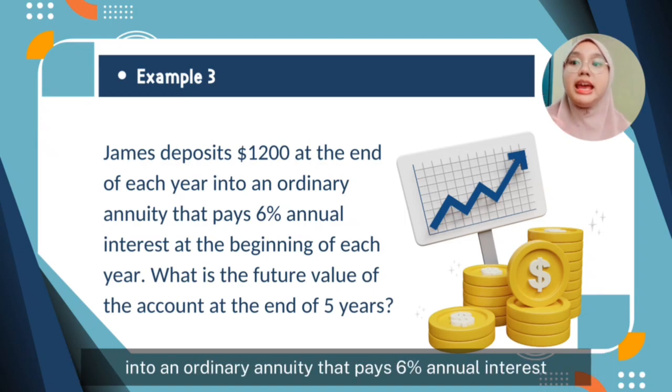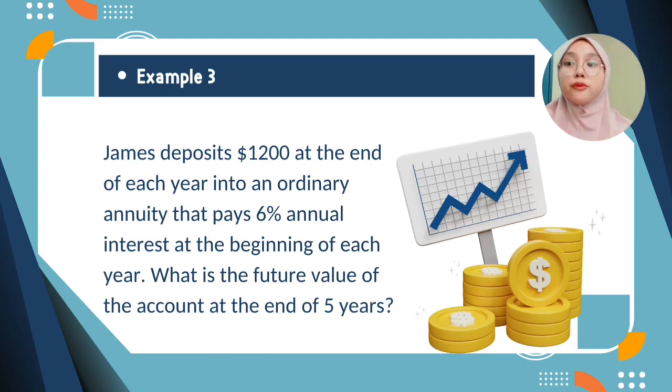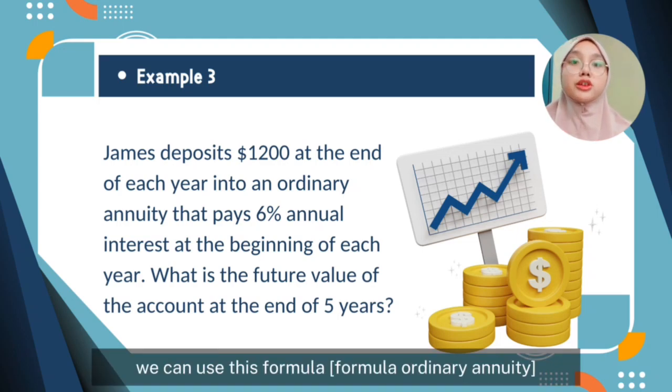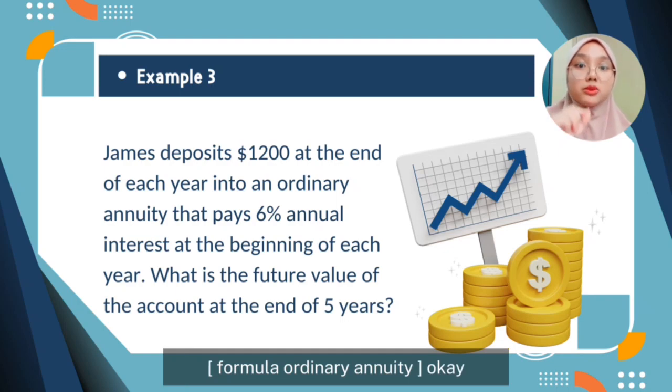James deposits $1,200 at the end of each year into an ordinary annuity that pays 6% annual interest. What is the future value of the account at the end of 5 years? For the ordinary annuity, we can use this formula, which is S equal to R times ((1 plus I) power of N minus 1) over I.